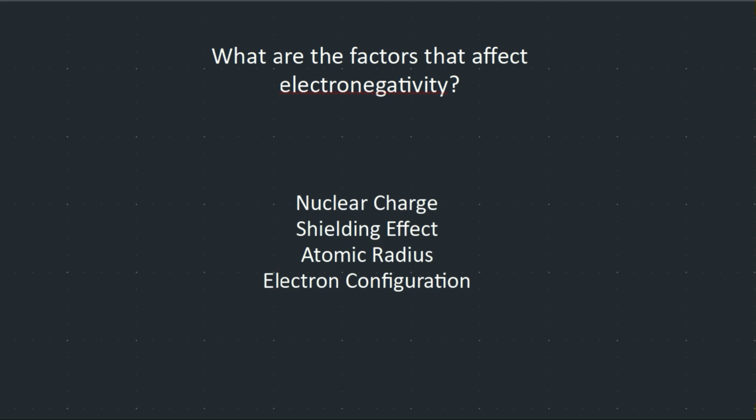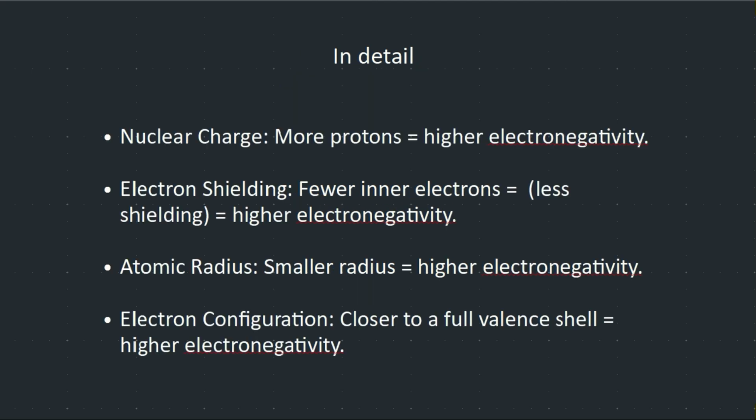Well, it depends on both atoms' nuclear charge, shielding effect, atomic radius, and electronic configuration. So basically, if you're looking at a bunch of protons with less shielding, it will have higher electronegativity. Indirectly, the radius will reduce, and this also leads to higher electronegativity. And in terms of configuration, the closer we are to a full valence shell, the higher the electronegativity.